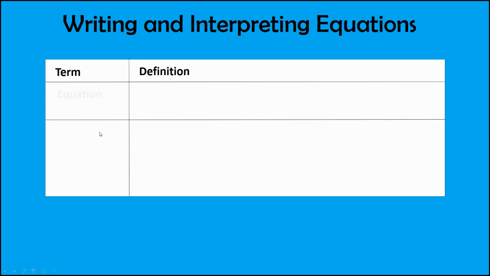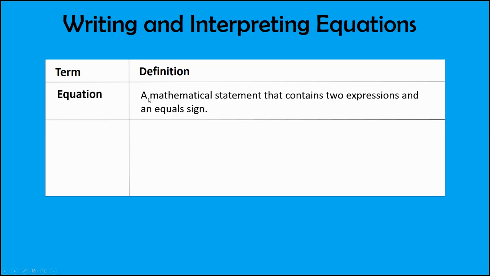Okay, so first of all, we start with the concept of what is an equation. An equation is a mathematical statement. It contains two expressions and an equal sign. Up till now, we had just been working with expressions, which is just a collection of variables, numbers, and operations. Now we're taking those expressions and we're setting them equal to each other. So I've got an expression on the left side of the equal sign, an expression on the right side of the equal sign. And our job is going to be to figure out what that missing value is.